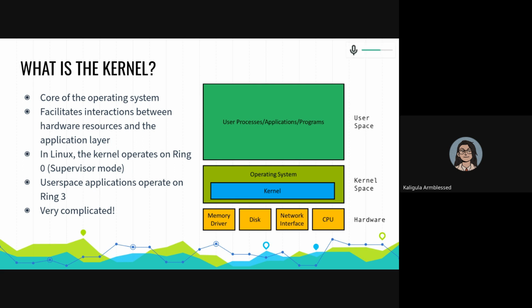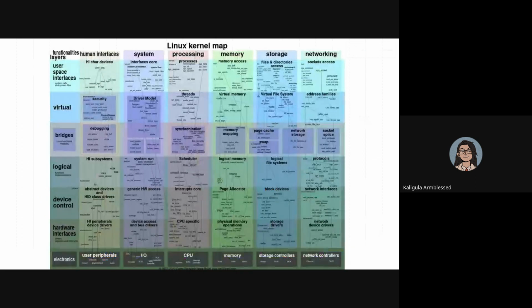Now, the thing about the kernel is that this image that you see here is an oversimplification of what the kernel actually is, because the kernel is very, very complicated. And this is about how the Linux kernel actually looks. So there are multiple different subsystems, and every subsystem has its own things to do. And again, every subsystem will probably have its own bugs, but that'll be something we'll talk about later.